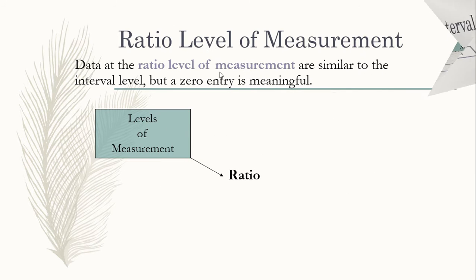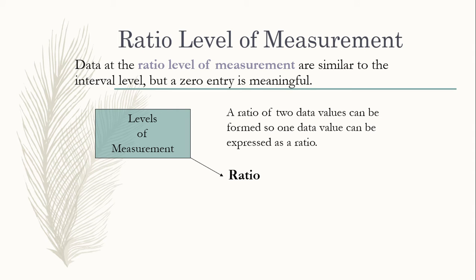And then ratio level of measurement. Data at the ratio level of measurement are similar to the interval level, but zero entry is meaningful. The first one, zero entry, was not meaningful, but here zero entry is meaningful. So the presence of ordinal and interval is critical in the ratio level. A ratio of two data values can be formed, so one data value can be expressed as a ratio.